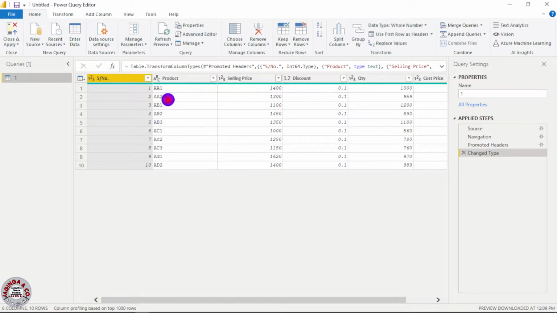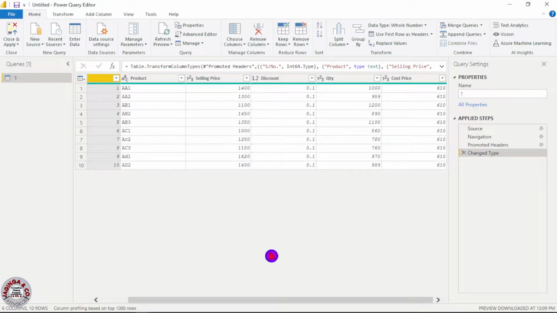Now from here, we have product, selling price, discount, quantity, and cost price. So let's say you want to know the net price after discount.